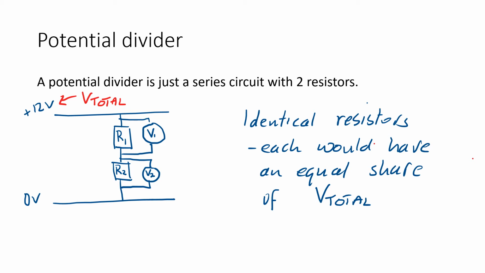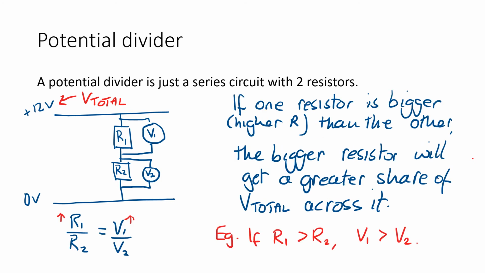We know that identical resistors would each have an equal share of V total. So if V total was 12 volts and we had identical resistors, we'd have 6 volts dropped across each resistor. But if one resistor is bigger, a higher value of resistance than the other, the bigger resistor will get a greater share of V total across it.